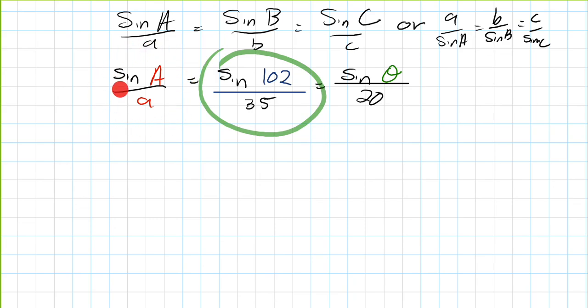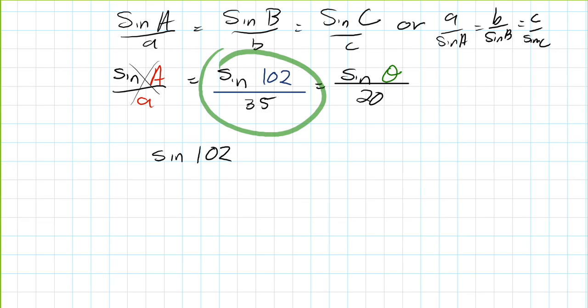We need at least one other part, and I don't have either of these, so that's not very helpful. But I do have a measurement here, and it just so happens we're trying to solve for theta, so this will be the most efficient one to use. So I can drop off sine A and side A. We don't need those anymore. They're not helpful for our question, so we can rewrite it one more time.